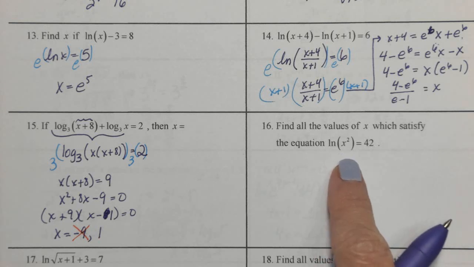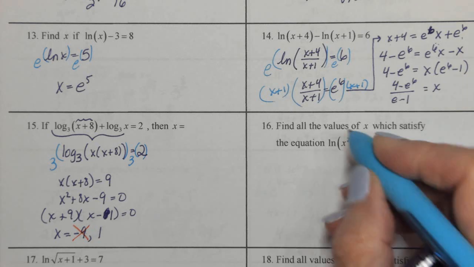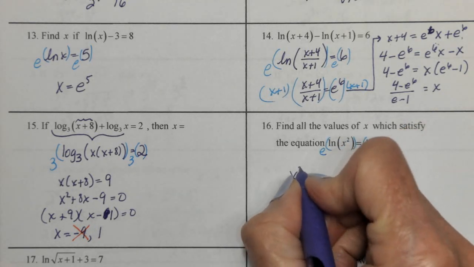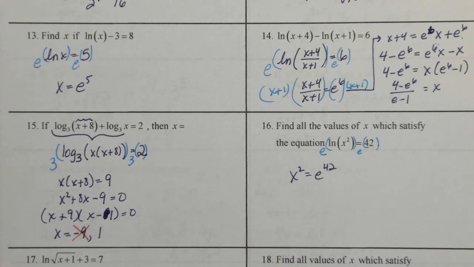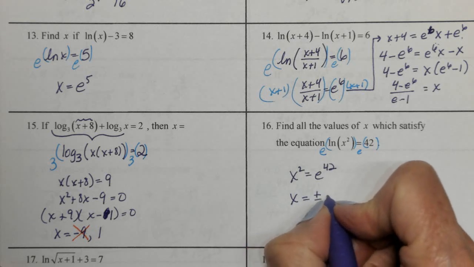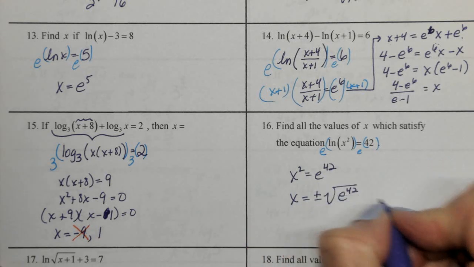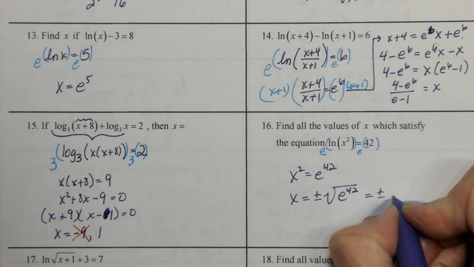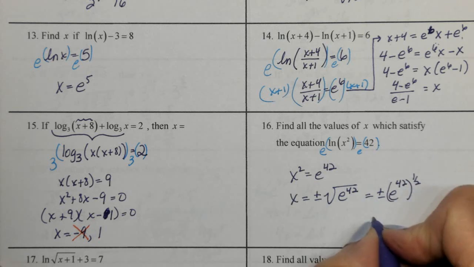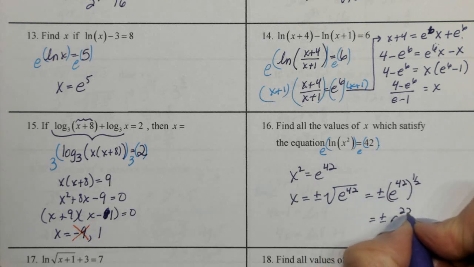Okay, what about this one? Let's find all the values of x which satisfy this. Okay, well this one looks fairly nice. I'm wondering why I have this here, but I'm going to take e to both sides. And I have x squared is e to the 42. And now I'm going to square root both sides, and I get x is plus and minus square root of e to the 42, which we could write as plus and minus e to the 42 to the 1/2, which is plus and minus e to the 21.